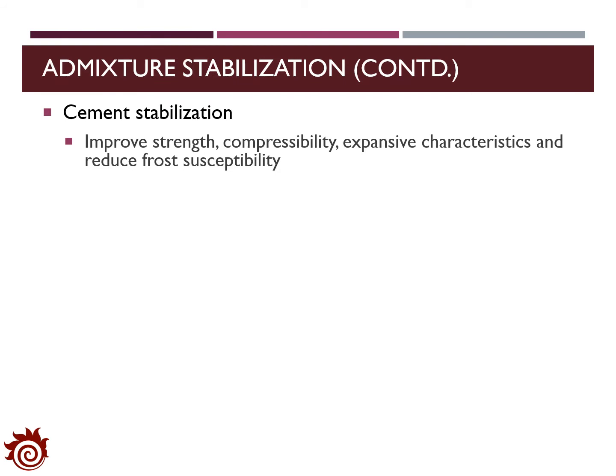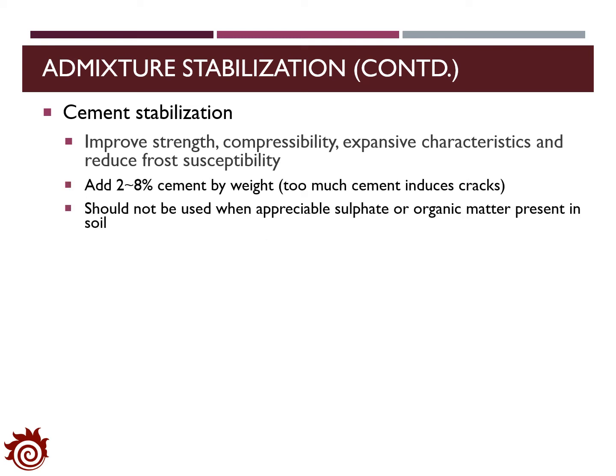Cement stabilization might be the most common method applied for the admixture. There are a lot of advantages of using cement for stabilization. It is able to improve strength, compressibility, and expansive characteristics, and reduce the susceptibility of soil. Usually we will add 2 to 8% of cement by weight to the soil, and we cannot increase the percentage too much. With a very high cement content, it will easily cause some cracks in the pavement. Also, the cement should not be used when there are some sulfate or organic materials observed in the soil.